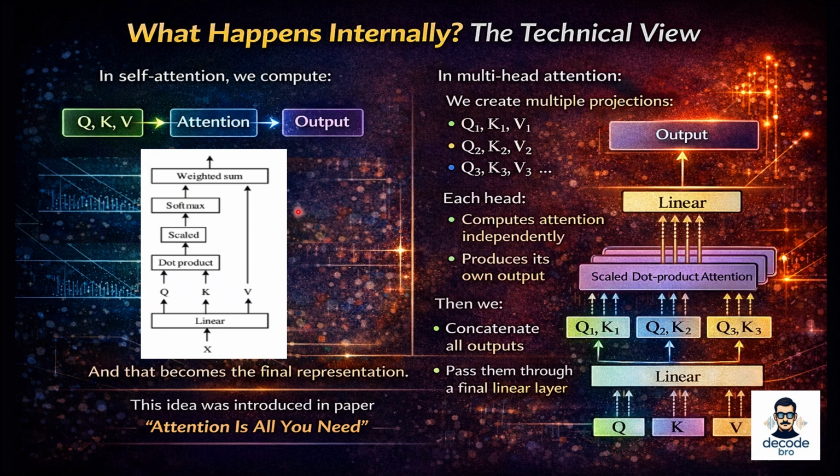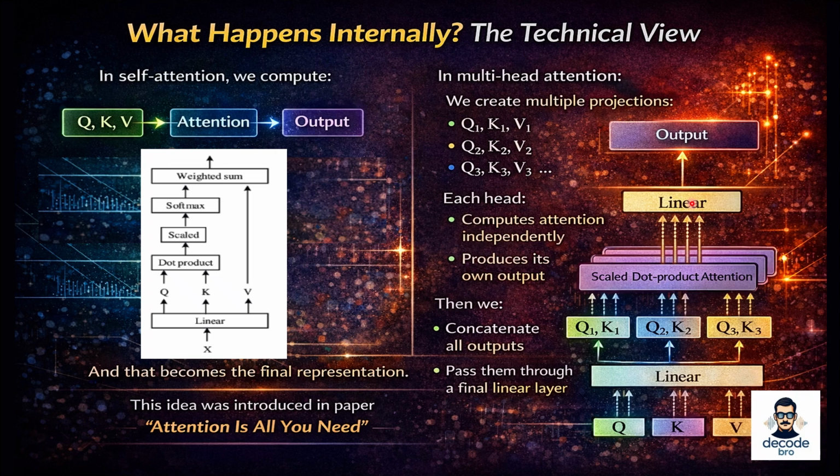So compared to single attention: 1Q, 1K, and 1V, one attention computation, and one relational view. Multi-head attention: multiple Q, K, V projections, multiple attention computations in parallel, multiple relational views, then merged together. This is what gives transformers depth in understanding.